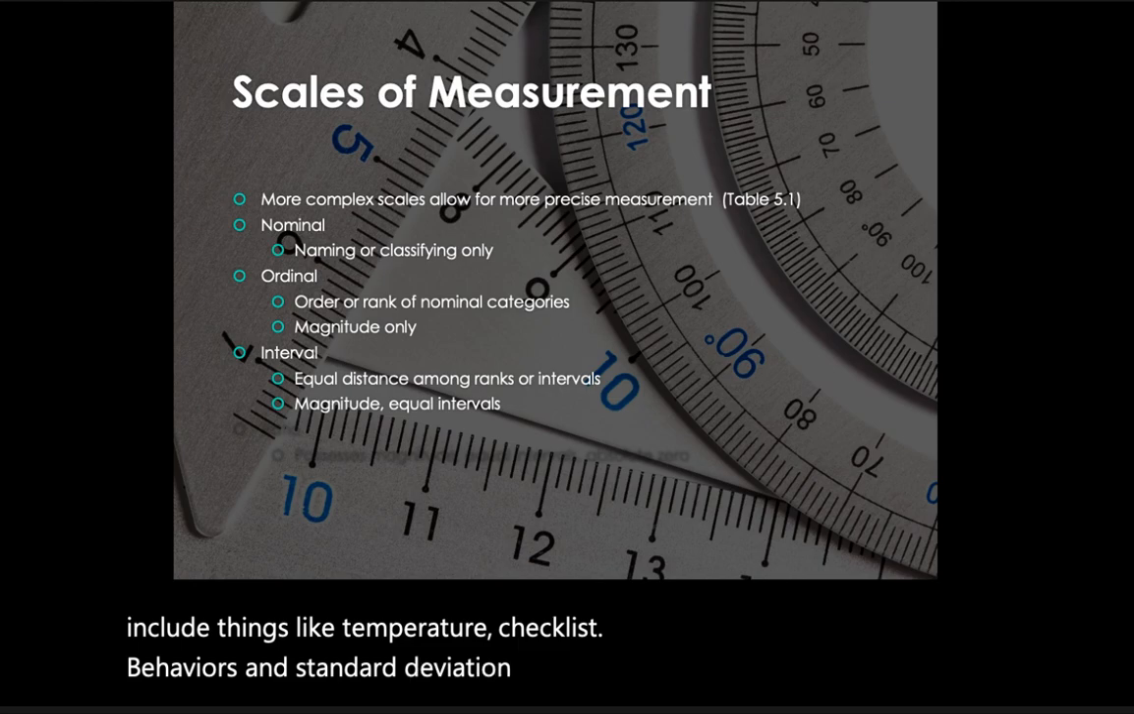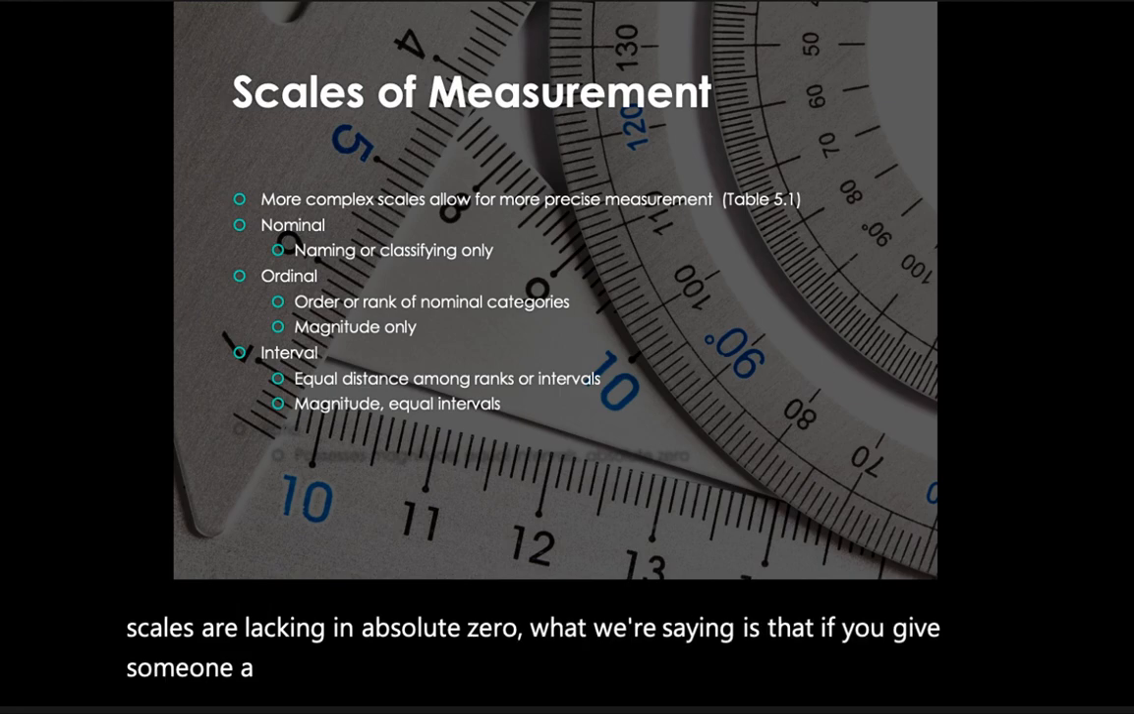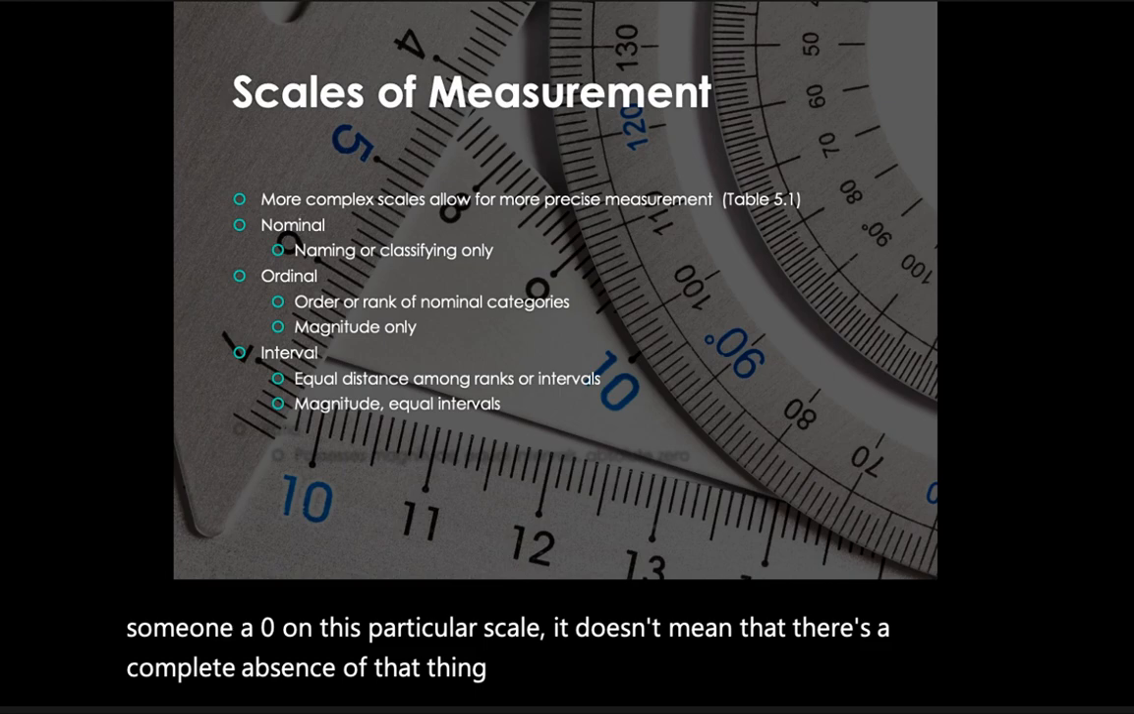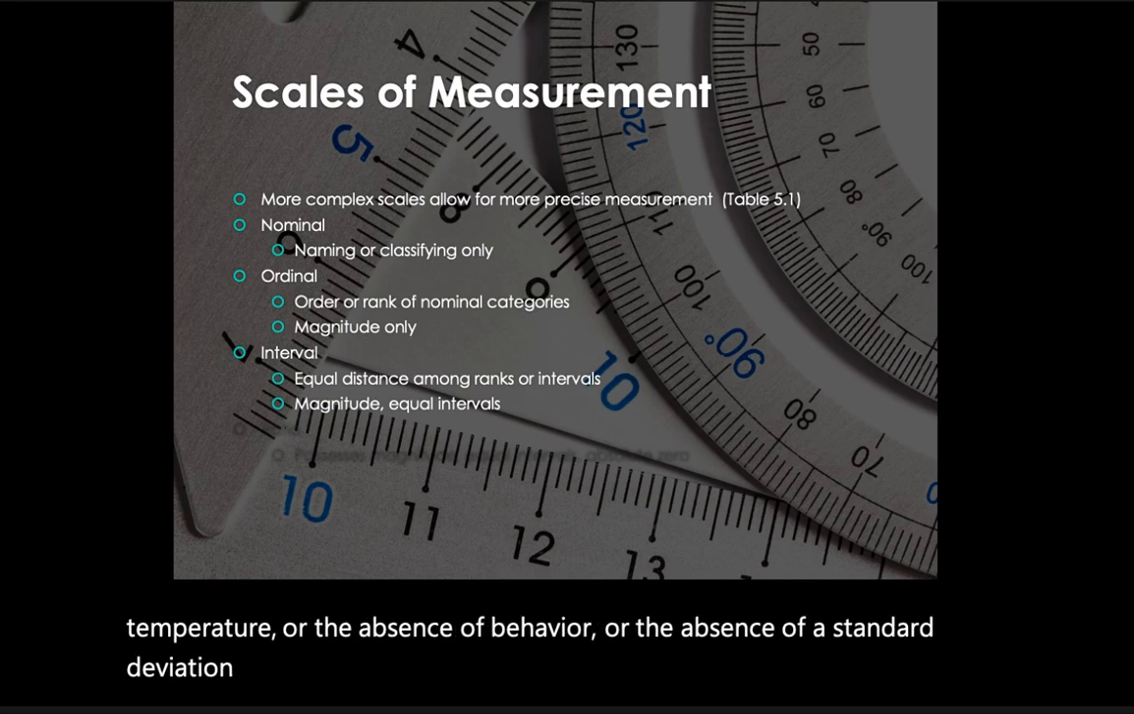When we say that these interval scales are lacking an absolute zero, what we're saying is that if you give someone a 0 on this particular scale, it doesn't mean that there's a complete absence of that thing. There's no such thing as the absence of temperature or the absence of behavior or the absence of a standard deviation. Rather, the zero means something and it's just not absolute.